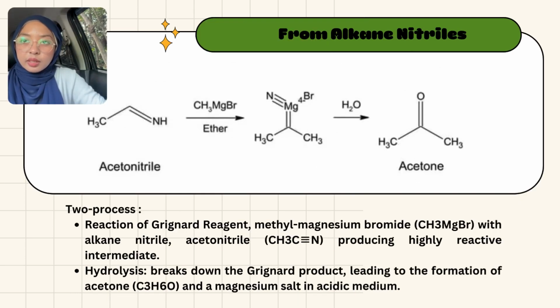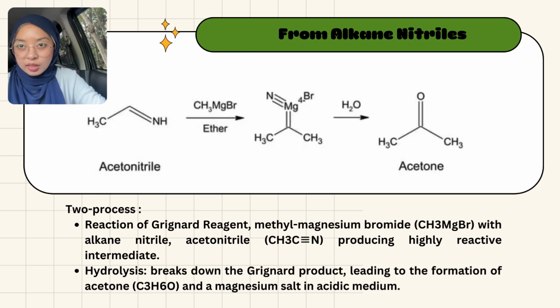The second method is reaction from alkyl nitriles. This involves a two-step process that begins with the reaction of a Grignard reagent with an alkyl nitrile, followed by hydrolysis. Acetonitrile reacts with a Grignard reagent such as methyl magnesium bromide to form a Grignard product. This reaction is a nucleophilic addition where the Grignard reagent attacks the nitrile group, producing a highly reactive intermediate.